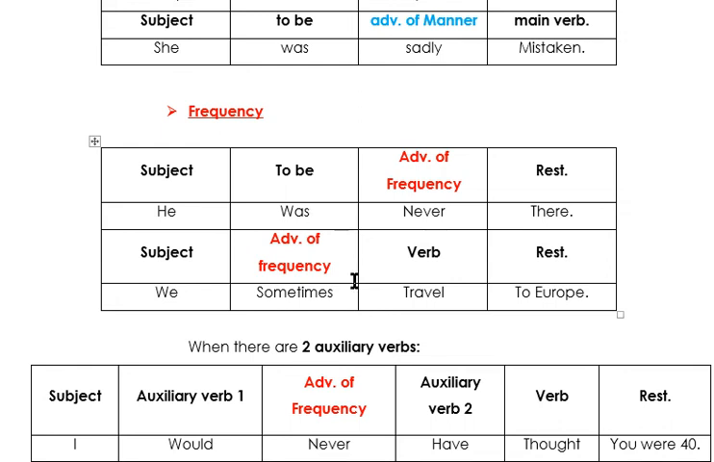Now, when we have any other verb, we place the adverb of frequency before the verb. We sometimes travel to Europe. Okay, to be, adverb of frequency, and the verb, any other verb.